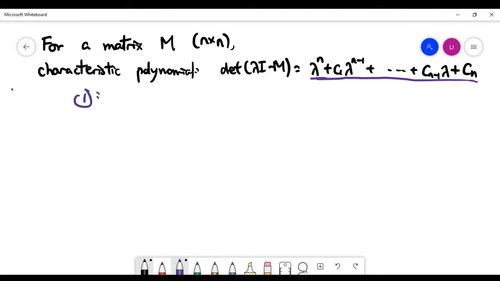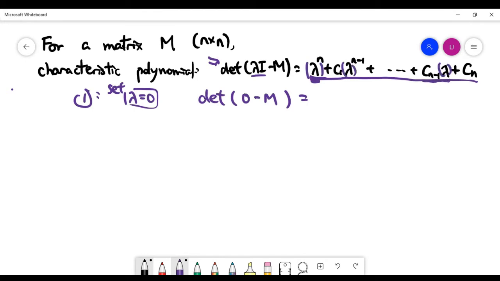And first, please do the following step. For example, think of this as an equation you have. If you replace lambda by 0, can you see what happens? If you set lambda as the variable to be 0, the left-hand side is going to be 0 minus matrix M, right? And the right-hand side, all the terms are now 0. From the first term to the second last term, the only non-zero term is the constant term, right? So it means the determinant of minus M is going to be the constant term in the characteristic polynomial.